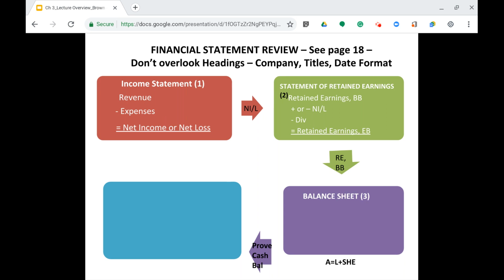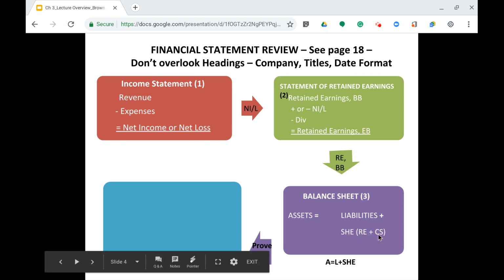Next, we're going to do our balance sheet. We're going to list all the assets, total them up. Once we total them, they should equal whatever our liabilities are plus our shareholders' equity. And we should know by now that's inclusive of retained earnings and common stock.